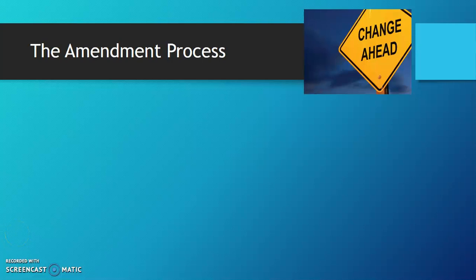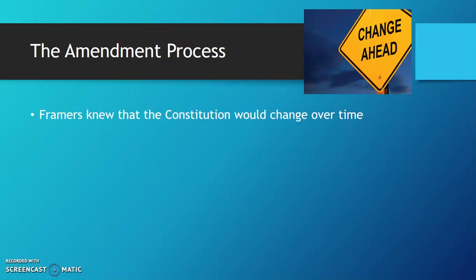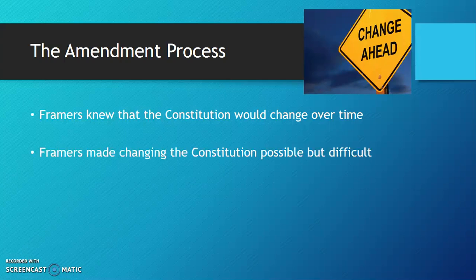In this video, we will go over the amendment process, or the changing of the Constitution. The first reason for this is that the framers knew that the Constitution would change over time. So they wanted to put a clause in the Constitution in which people would be able to do that. They wanted this to be a living document, something that was not going to be set in stone and could be pretty flexible. The framers made changing the Constitution possible, but it's not the easiest to do. There's a lot of steps that need to go into place, and we will talk about those throughout this video.